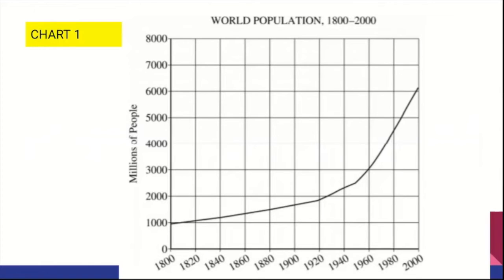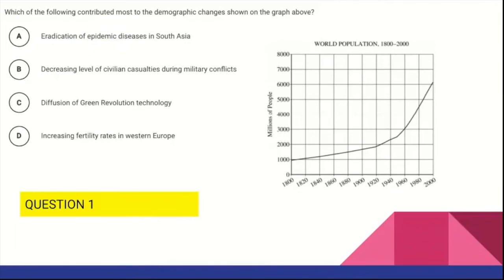All right. Now, over time, so year 1800, let's say the time period is 1900 to the present. So what has happened from 1.5 billion to a little over 6 billion? So we can see, is that something that stayed the same or something that changed? Obviously, it's something that changed, right? So now let's look. Which of the following contributed most, and that's the focus, contributed most to the demographic changes shown on the graph above?